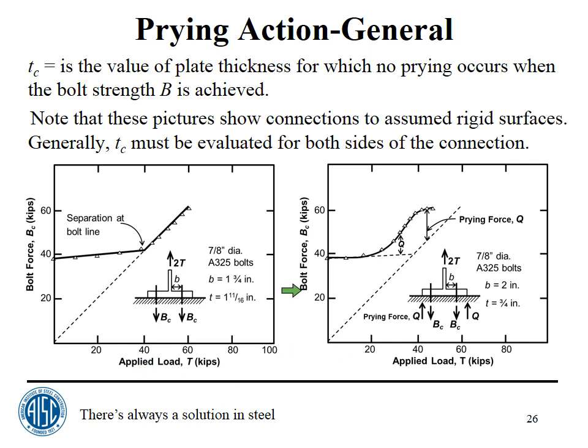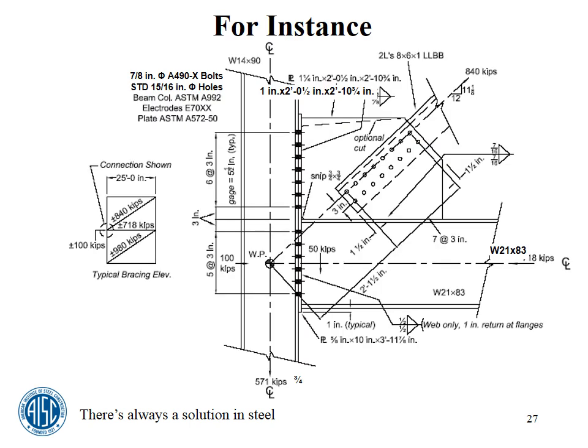Note that these pictures show connections to assumed rigid surfaces. Generally, T sub C must be evaluated for both sides of the connection. And as I said before, T sub C will be defined in a little while. For instance, if we have a bracing connection with an end plate, like this one, which is similar to the one we just looked at with a shear end plate, you've got prying forces that exist in this connection, as shown on the next slide.